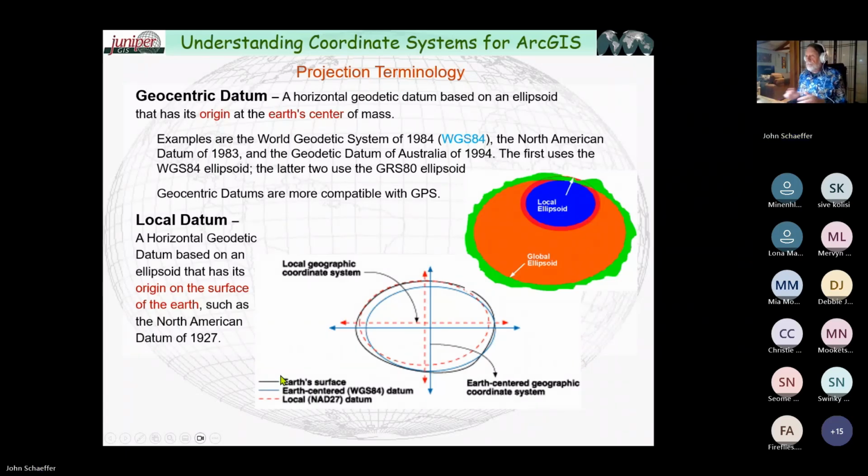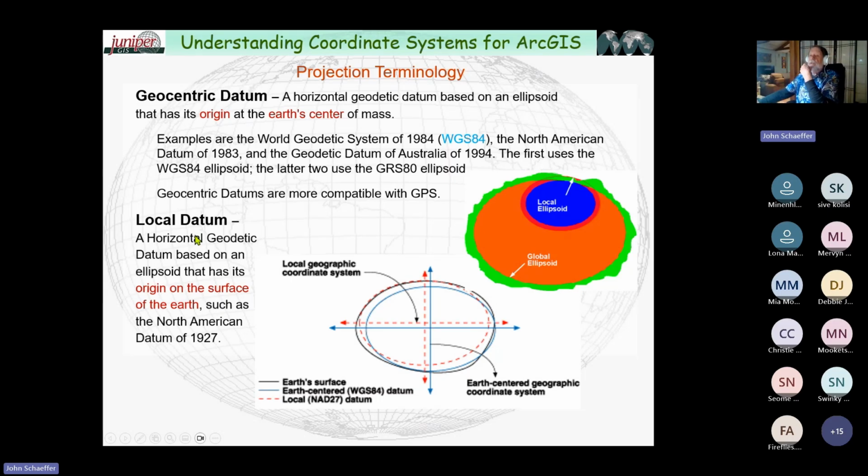Geocentric datum: a horizontal geodetic datum based on an ellipsoid that has its origin at the Earth's center of mass. I'll give you a bunch of examples here. That's not really too important here. Geocentric datums are more compatible with GPS because the center of a geocentric datum is, like it says, Earth-centered. And the satellites are pointing down towards your center, so that's why it's more compatible with GPS, excuse me.